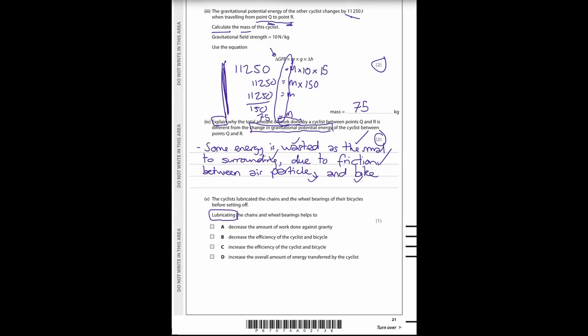So if it's going to decrease the wasted energy, let's have a look at which of these things it's going to apply to. Will it decrease the amount of work done against gravity? No, it's not going to do that. Is it going to decrease the efficiency? What I've said is it's going to decrease the wasted energy, so it won't decrease the efficiency. Is it going to increase the efficiency? Yeah, it will, because if I decrease the wasted energy, I'm going to get more useful output. Increase the overall amount of energy transferred by the cyclist? No. So I only think that one thing is the correct answer, and I'm happy that therefore it's bound to be that one.